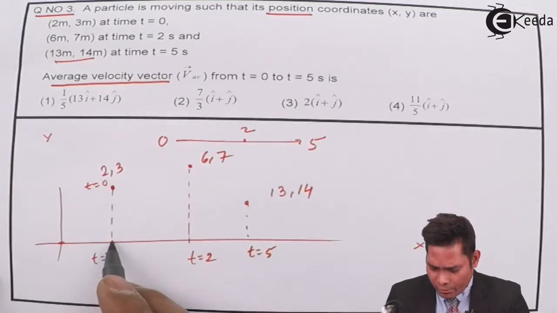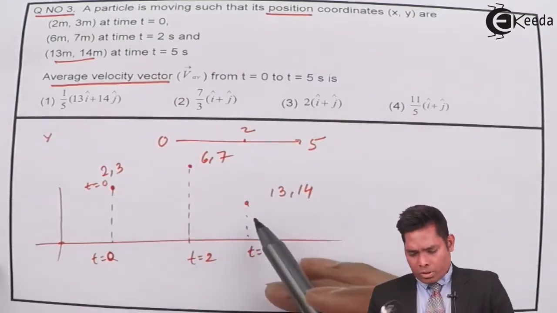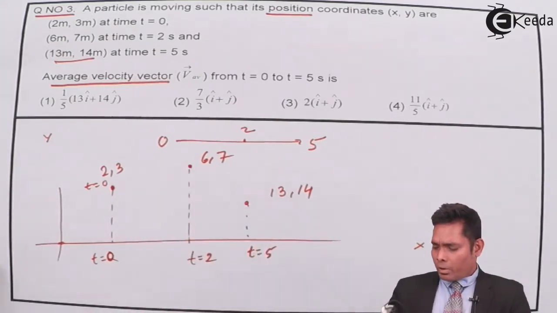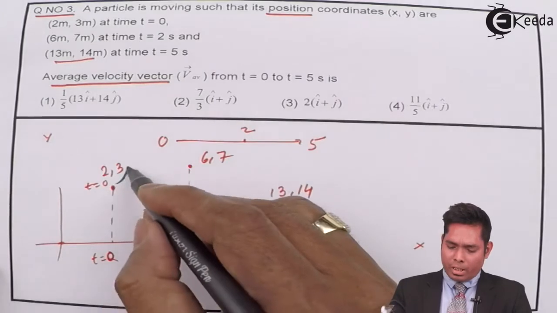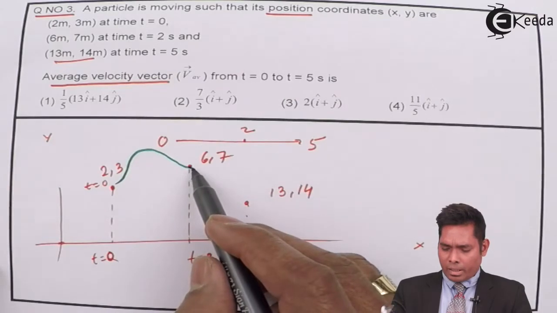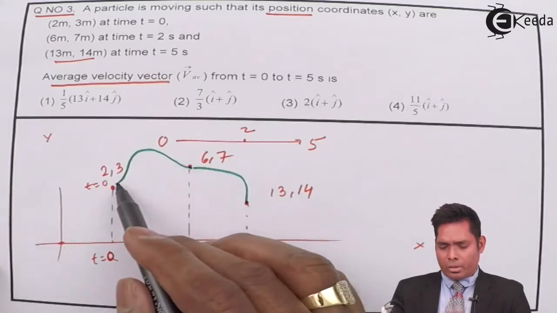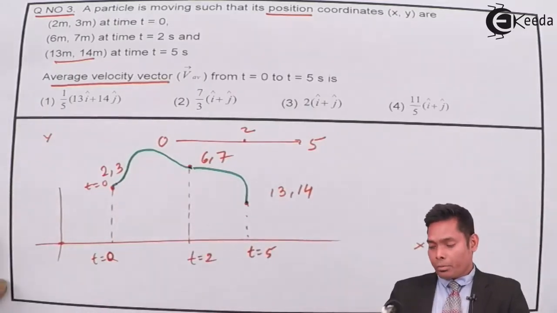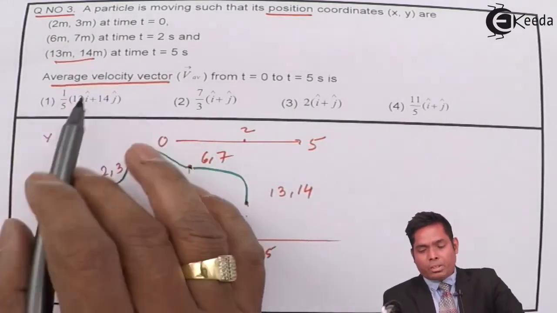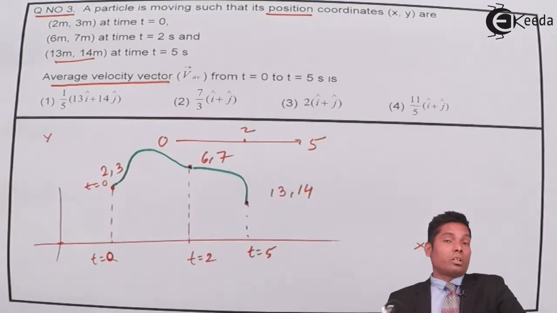So from here, or from anywhere you start, this is the situation. It might have followed any arbitrary path from here to here, and nobody knows what path it follows. This information is not even required, because we are talking about the displacement and velocity vector. It is not about average speed. In the case of average speed, this path is very important, without which you cannot calculate the distance.